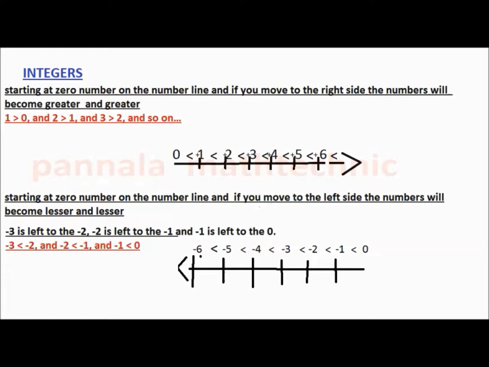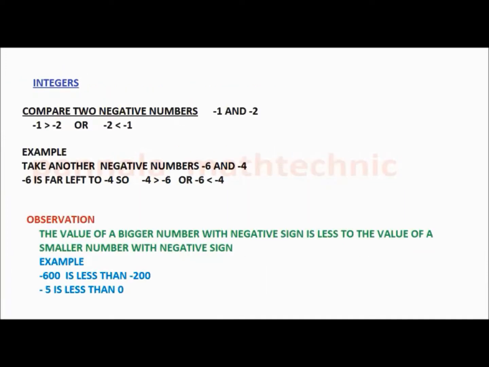So minus 1 is less than 0, minus 2 is less than minus 1, minus 3 is less than minus 2, like that. Compare two negative numbers, minus 1 and minus 2. Minus 1 is greater than minus 2, or minus 2 is less than minus 1. Example, take another two negative numbers, minus 6 and minus 4. Minus 6 is far left to minus 4. So minus 4 is greater than minus 6, or minus 6 is less than minus 4.